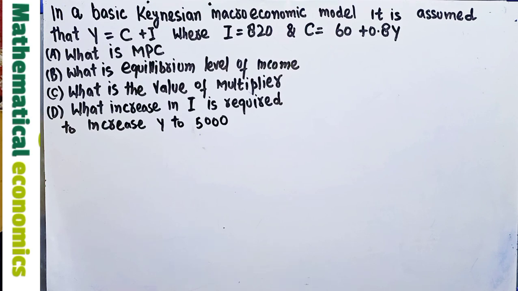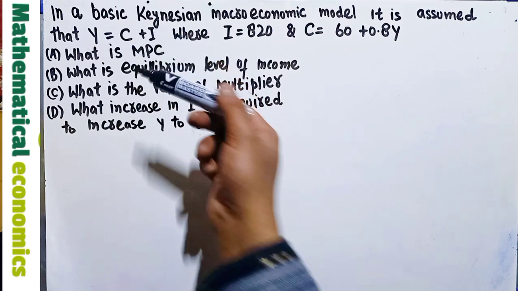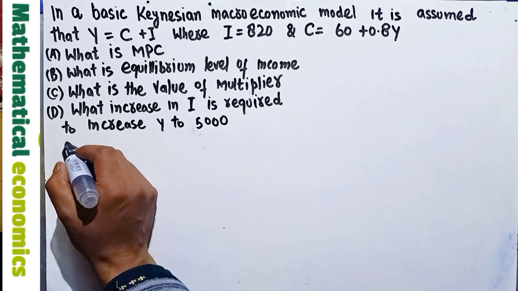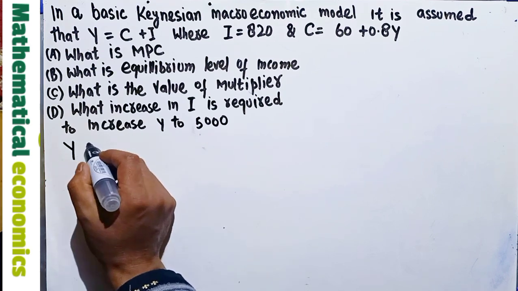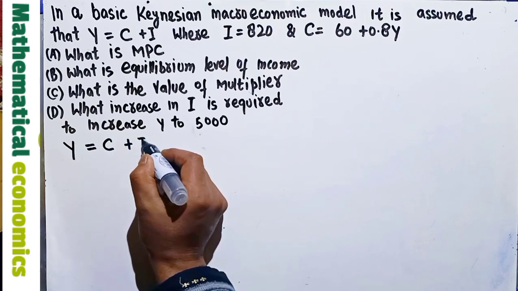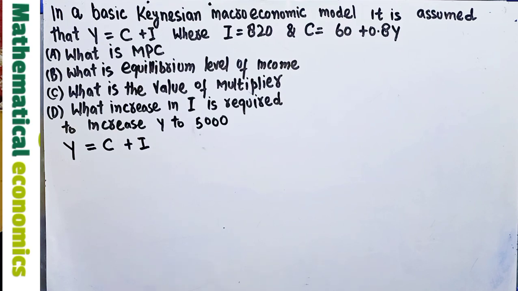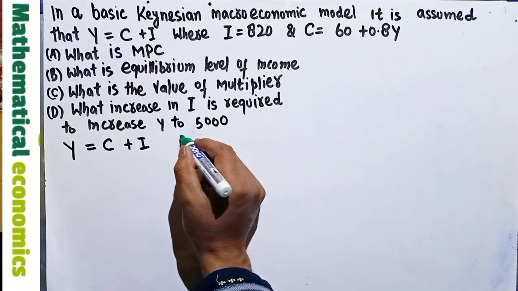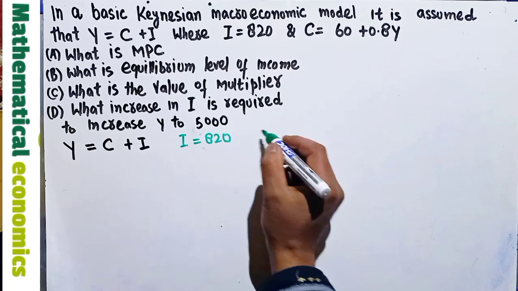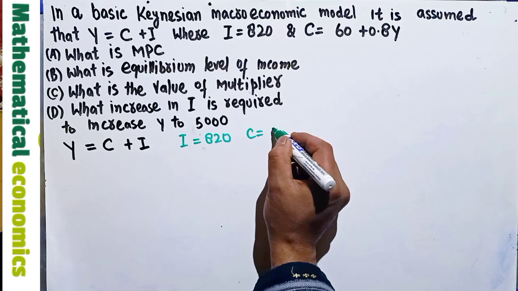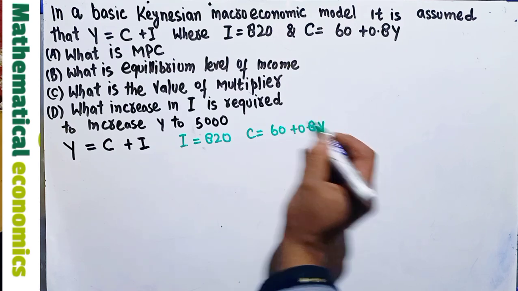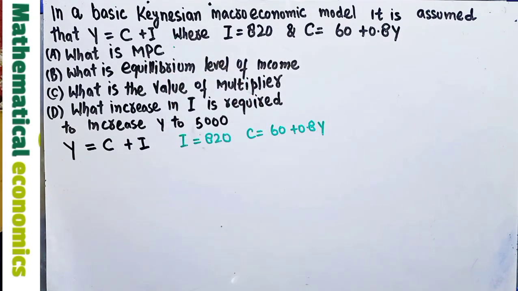So what we are given is a simple two sector economy model. Our total income is equal to consumption expenditure plus investment expenditure. Investment is 820 and consumption is given to us as 60 + 0.8Y. Okay, so let us go to the first part.